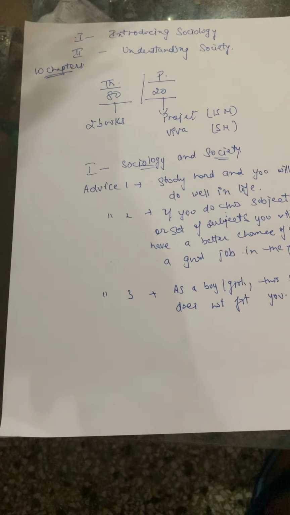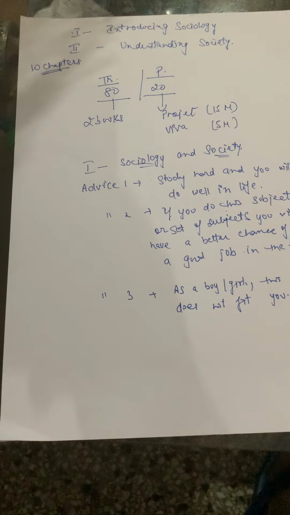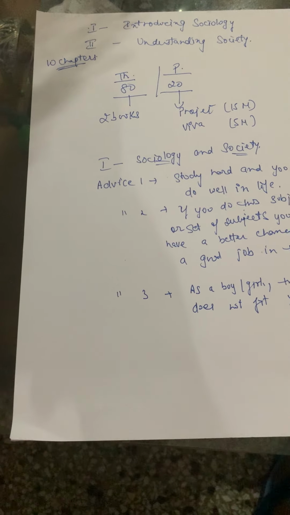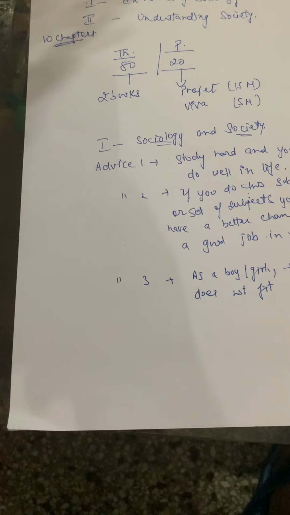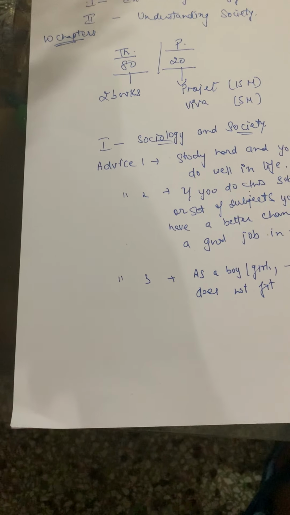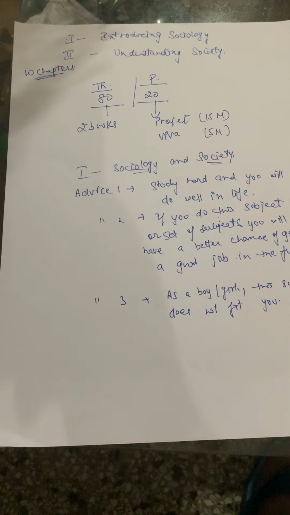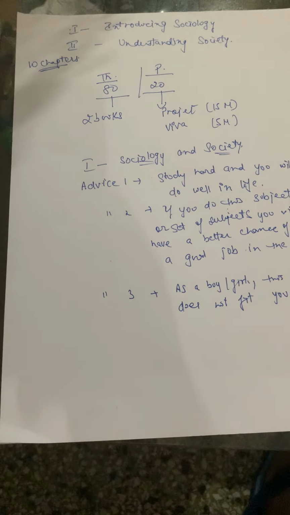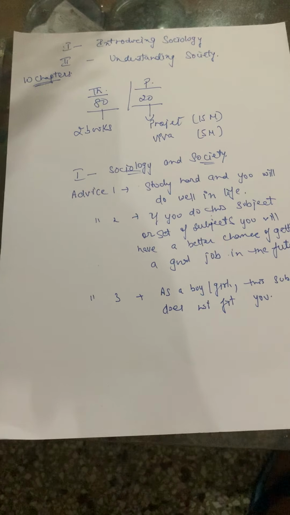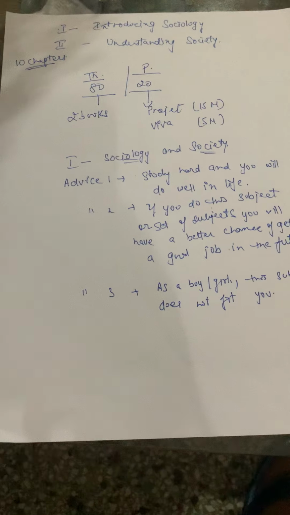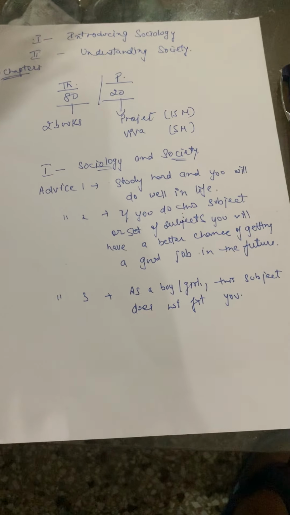And 5 marks is for the viva. So the 20 marks are distributed as project file, 15 marks if the project file is made and checked by me. If the correction has been done, you get 15 marks straight away, and the rest is the 5 marks viva, which would be out of your project as well as from your syllabus.